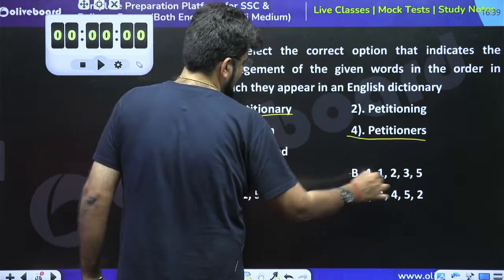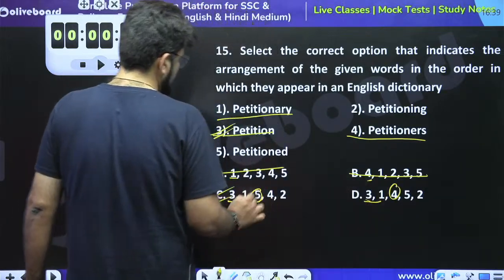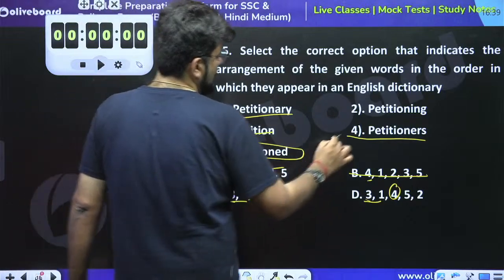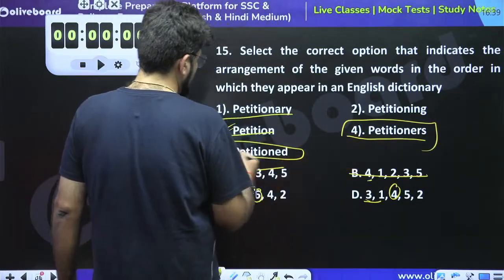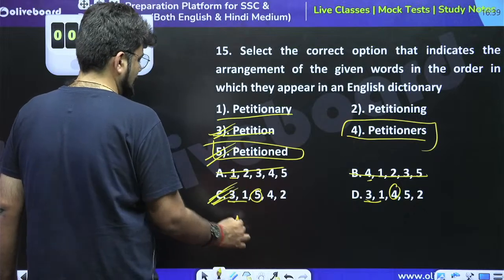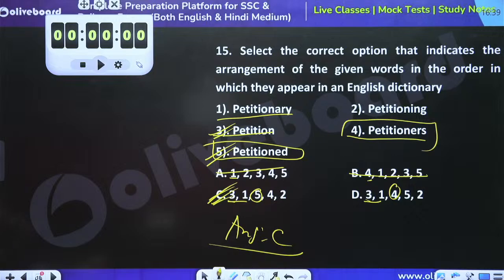So we eliminate option A and option B. Now 3, 1, 3, 1 is there. So check for the third position between 4 and 5. You'll get your answer. Petitioned and petitioners. So petition, petition, E, E, R and D. Petitioned is going to come first. So option C was the correct answer. But any which ways. Okay. So from the options you can eliminate and get the correct answer much quicker.